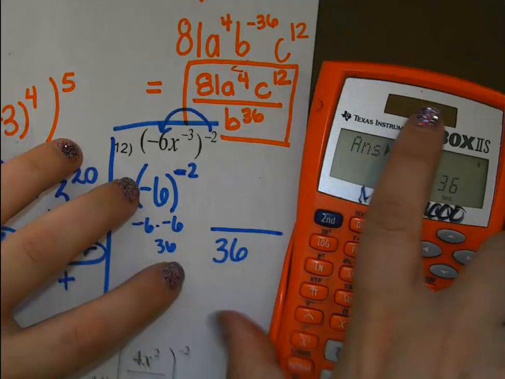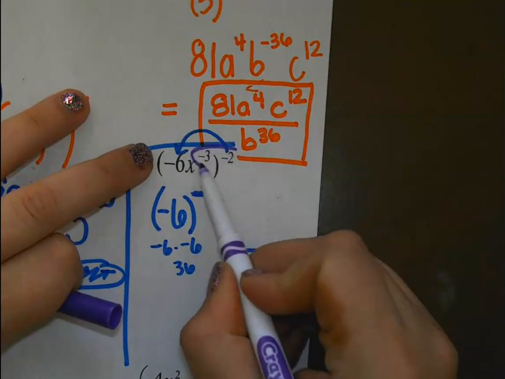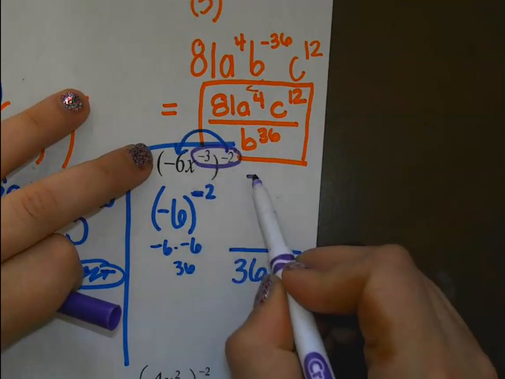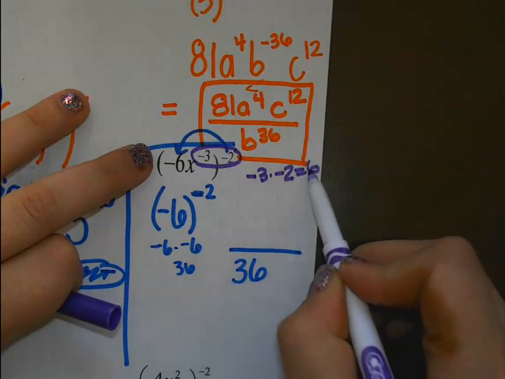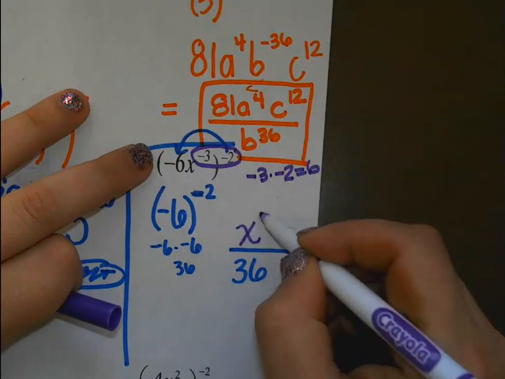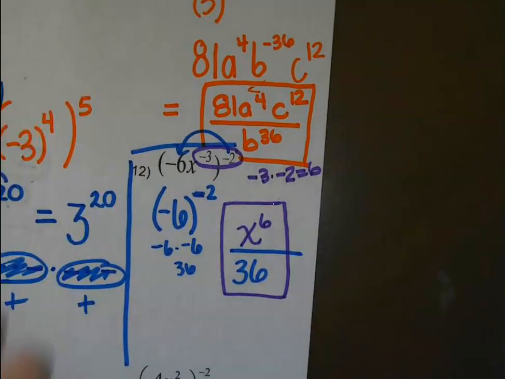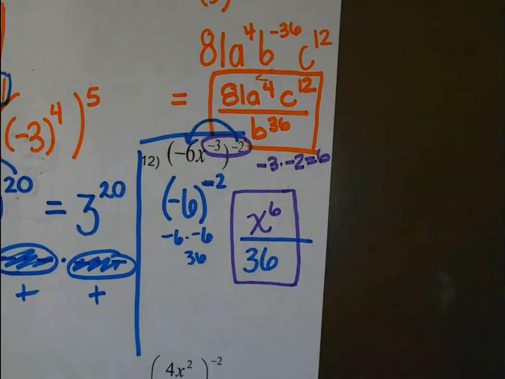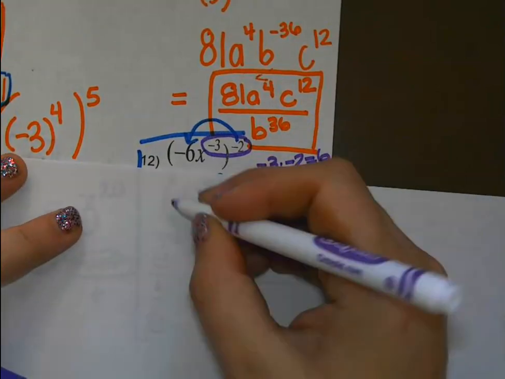Now we know that our rule here, when we have an exponent outside and inside, is to multiply. So -3 times -2 is 6. And because it's positive, it's in the numerator. So if you got this answer and you did it differently, great, good job.